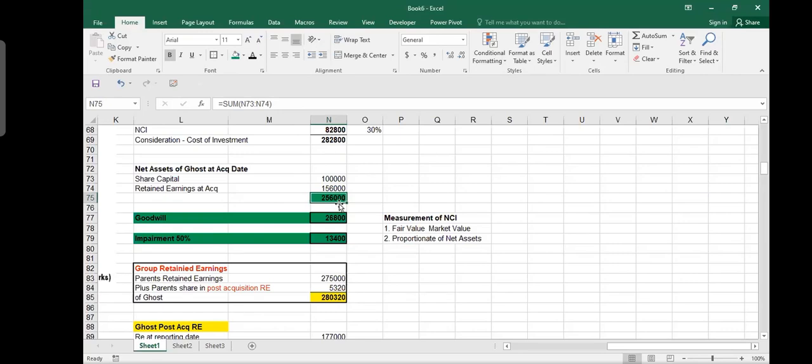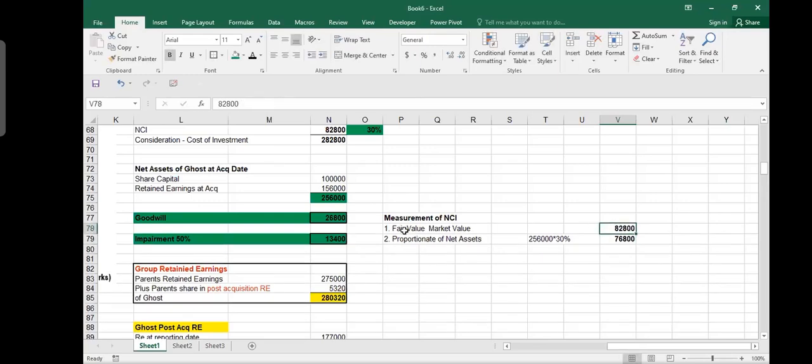Okay, you take 256 multiplied with 30%, that would be the value of NCI. If you had done it like this, 256,000 are the net assets multiplied by 30% because NCI owns 30%, it would have given me a number of 76,800. But in the question, they told us that the NCI value was 82,800. We took it at fair value.